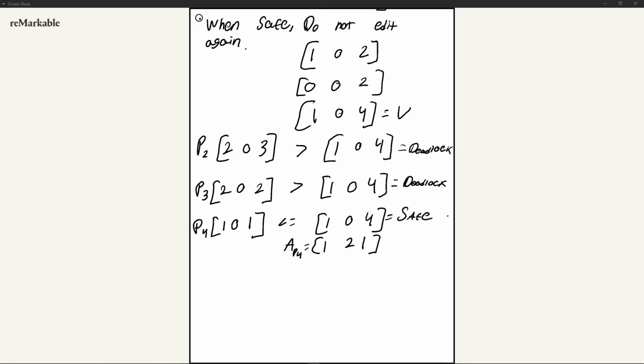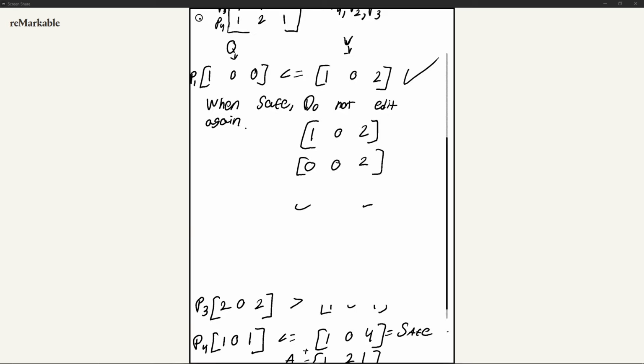Okay. And we add them together and we get 2, 2, 5. Now these are pretty high numbers. You probably won't get something like this, but I mean, it's still possible. So now this is our new V. Okay. Now again, remember this rule here: when safe, we don't edit it again. It's good. So P4 is good.